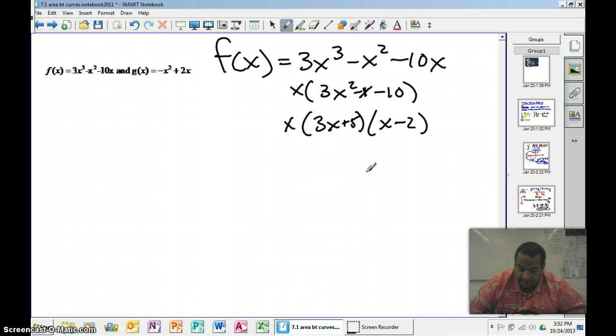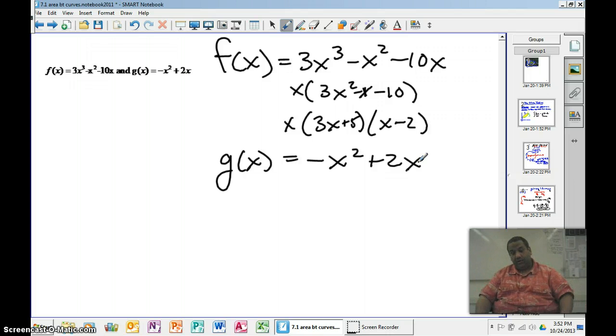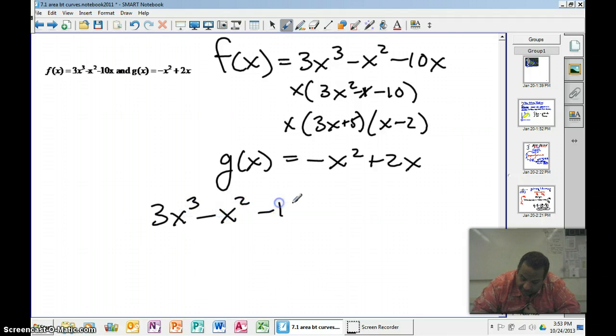I don't know why I factored it. I'm stupid. Okay, well, as stupid as I am, I know g of x is negative x squared plus 2x. Well, I'm going to set them equal to each other. See, I like doing extra math work. All right. So set them equal to each other. So you get 3x cubed minus x squared minus 10x equals this bad boy.